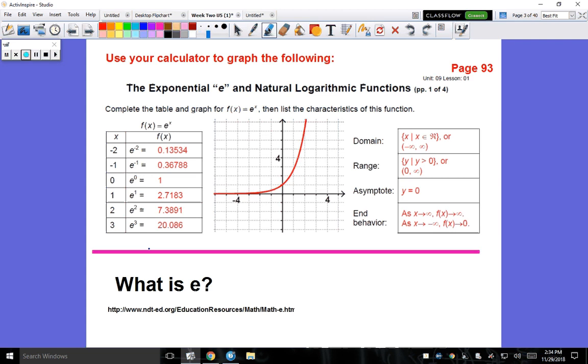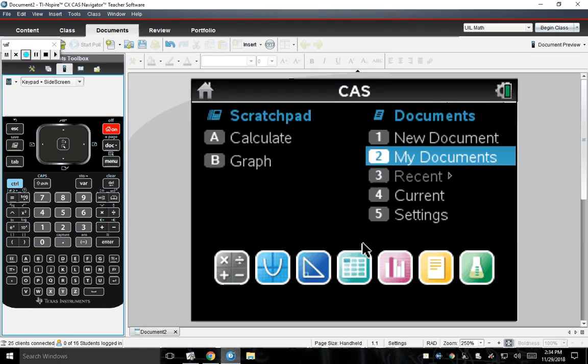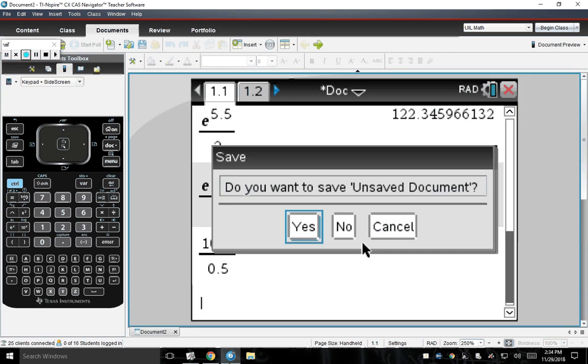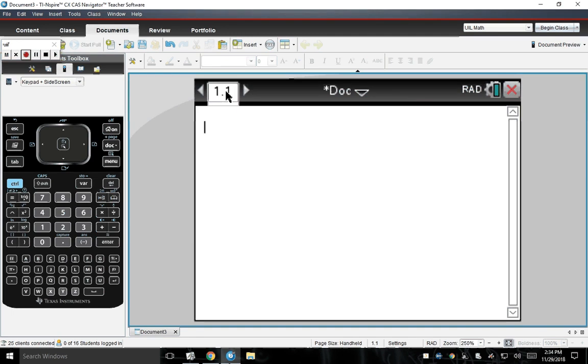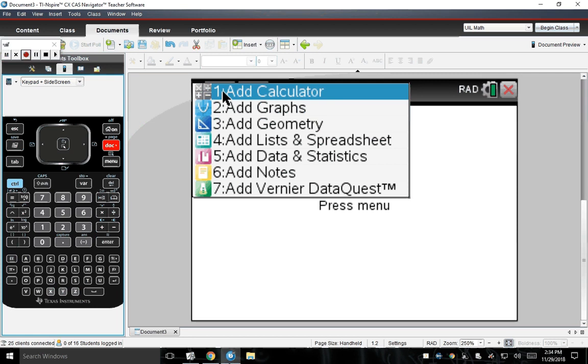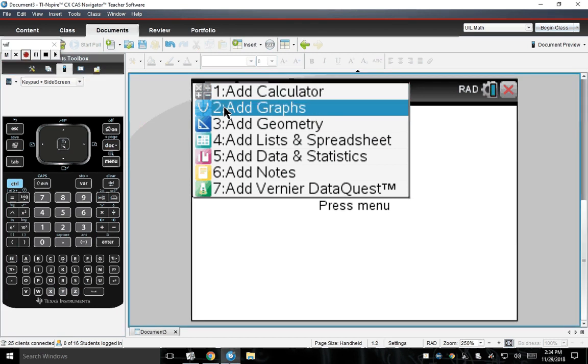So what I want to do now is I want to put this e to the x function into the calculator. And follow me. You can also look at the video at a later time. From this screen, I'll press 1 for new document, no for unsaved changes, and press 1 for add a calculator page. Then I'll press Control Doc and add a graphing page.